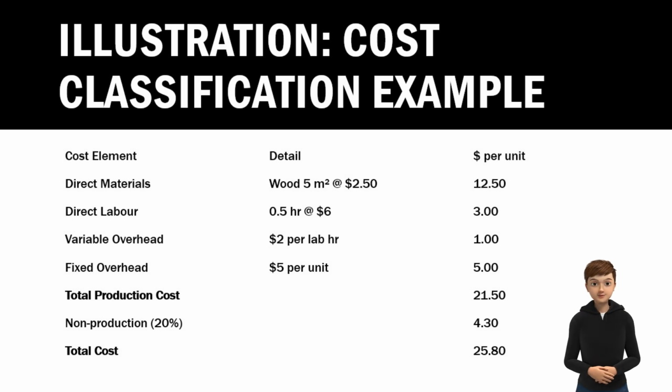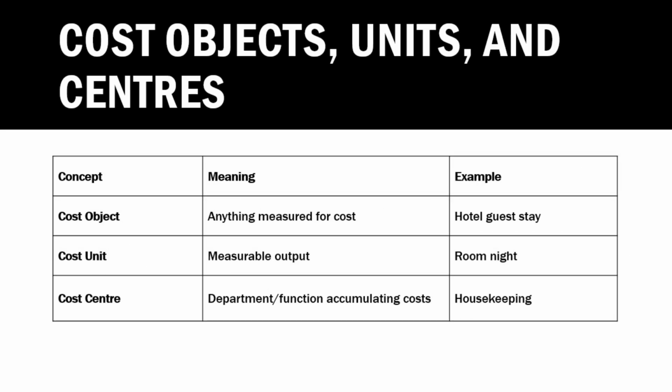This is exactly how we build up a cost per unit for pricing decisions, quoting, profitability analysis, and so on. Now let's talk about basic costing definitions: cost object, cost unit, and cost center. A cost object is anything we want to measure the cost of. For example, a hotel guest stay. The object is that one stay.